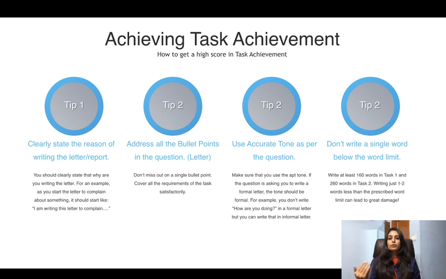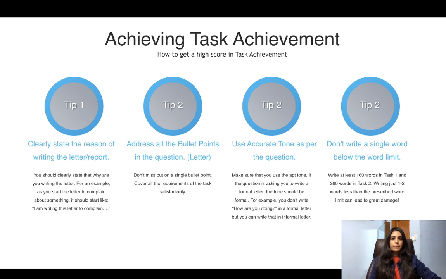However, if it's something that you have to write to your boss or maybe someone you do not know, some higher authority, then you would be using formal tone. So this is something that you should be taking care of, because if you use incorrect tone, you would not be marked appropriately and your band scores would reduce. So make sure that you use the apt tone. If the question is asking you to write a formal letter, the tone should be formal. You do not write how are you doing in a formal letter. This instead has to be written in your informal letter. So how are you doing is in informal letter and not in your formal letter. I'm pretty sure most of you are already aware of this.